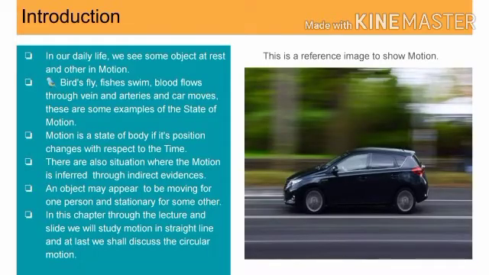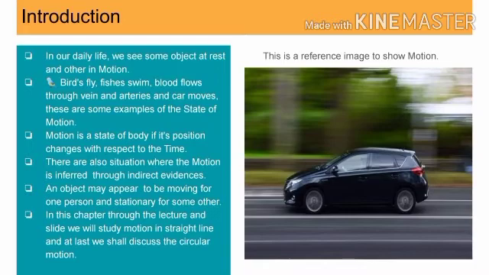Introduction. In our daily life, we see some objects at rest and others in motion. Birds fly, fishes swim, blood flows through the veins and arteries, and the car moves. These are some examples of the state of motion. Motion is the state of a body if its position changes with respect to time.